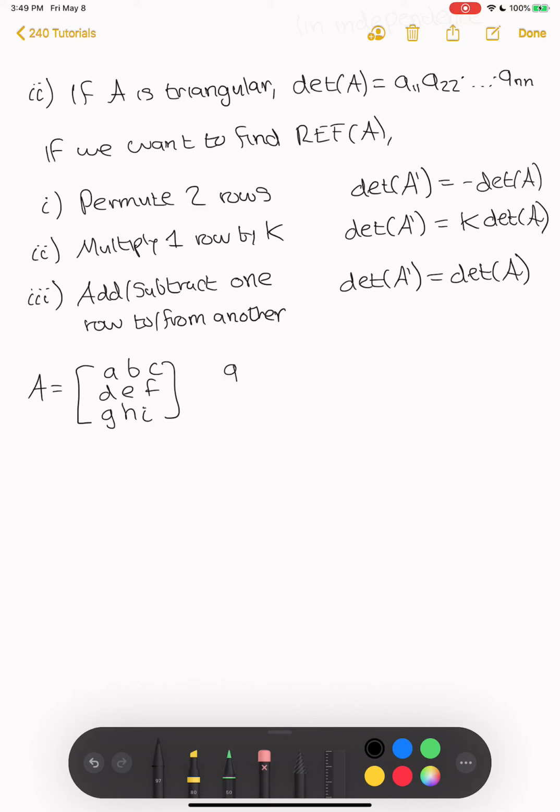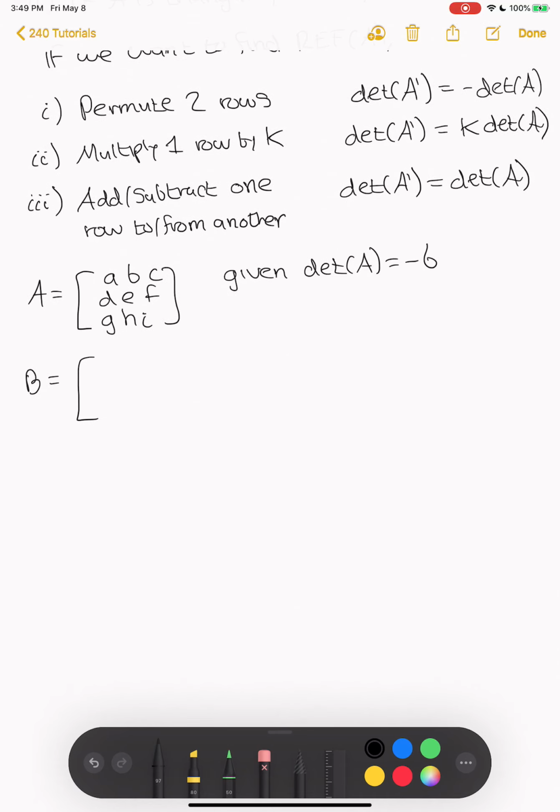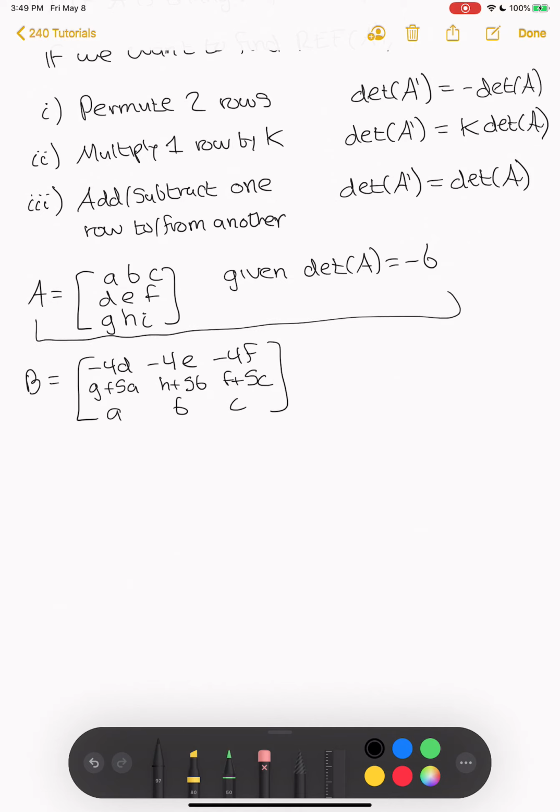And you're given that your determinant of A is equal to -6. So some combination of A through I will give you this determinant. They give you another matrix B that is some variation of A. So you've done a lot of stuff to A to get it: G plus 5A, H plus 5B, F plus 5C, and then A, B, and C at the bottom. And based on just this information that they give you here, you're tasked with finding your determinant of B.